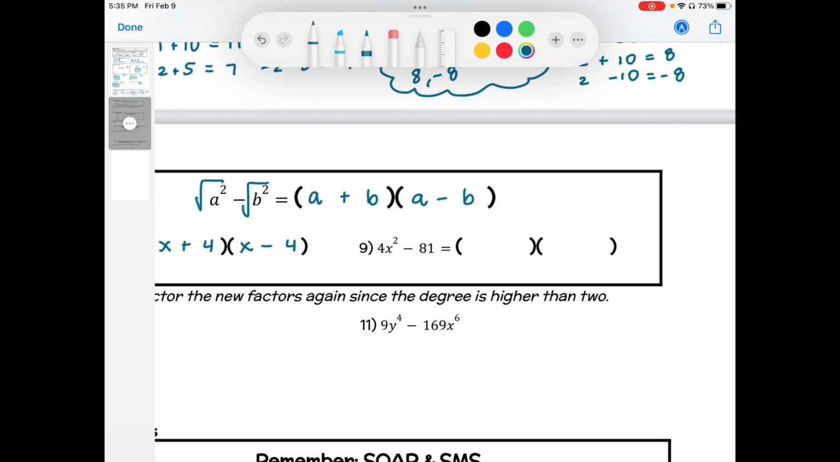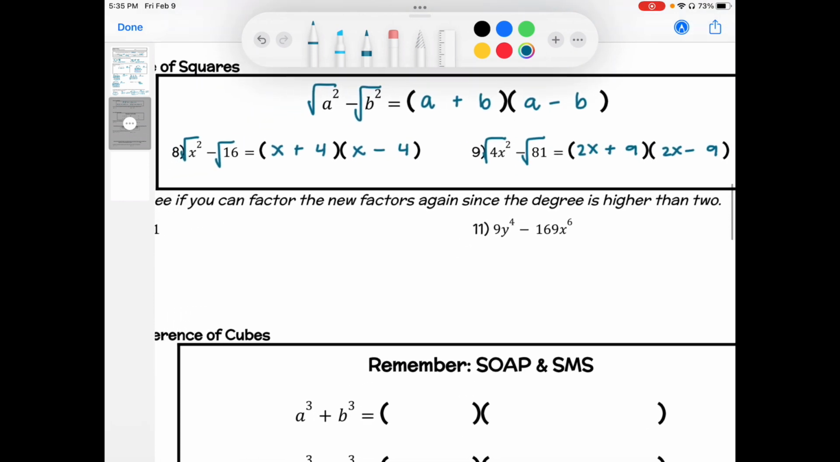All right, 9. So take the square root. Square root of 4x squared is 2x. Square root of 81 is 9. So we're going to do plus, minus. And it doesn't matter the order, you could do minus plus as long as you have both.